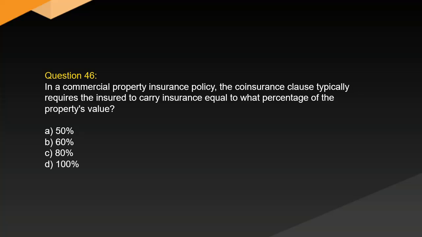Question 46. In a commercial property insurance policy, the coinsurance clause typically requires the insured to carry insurance equal to what percentage of the property's value? A. 50%. B. 60%. C. 80%. D. 100%.